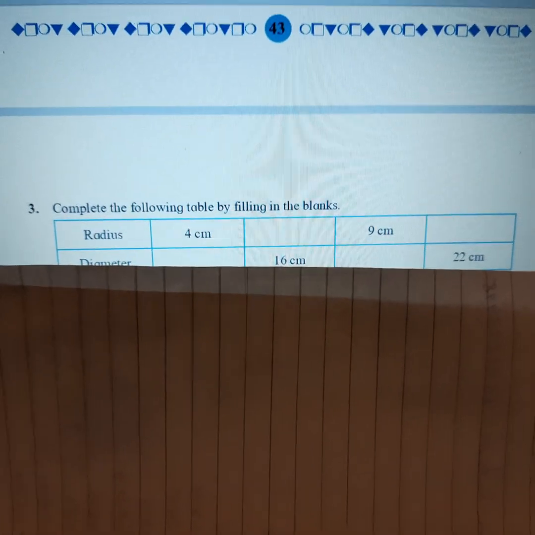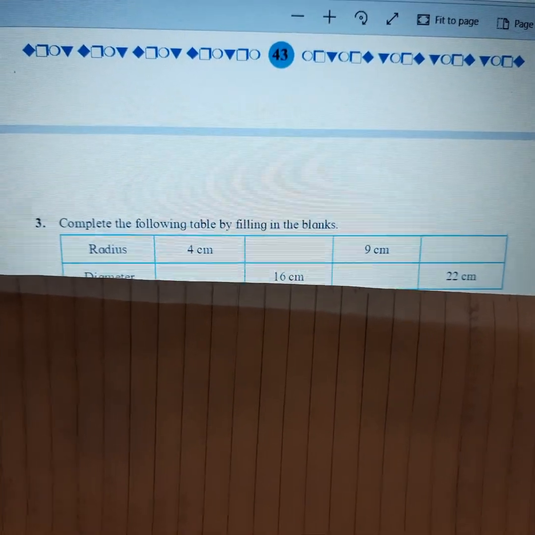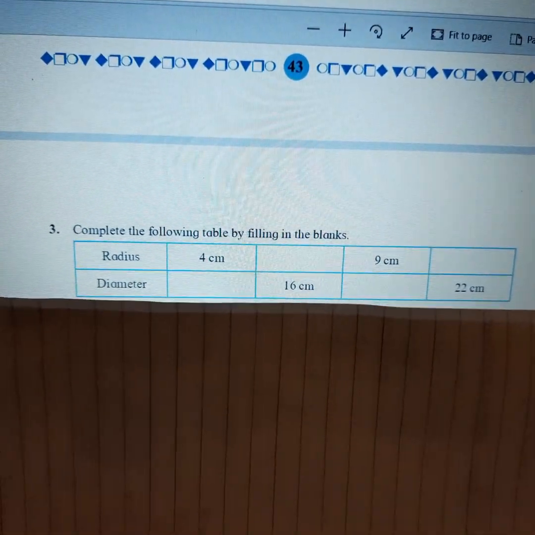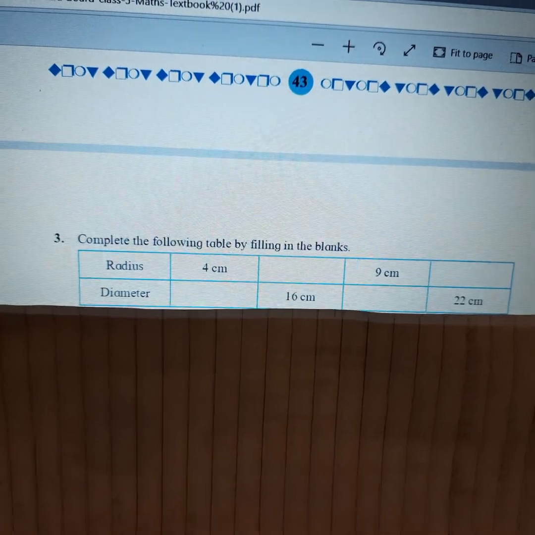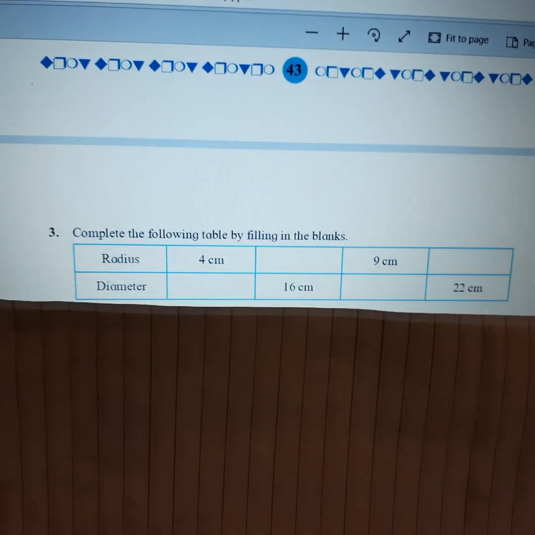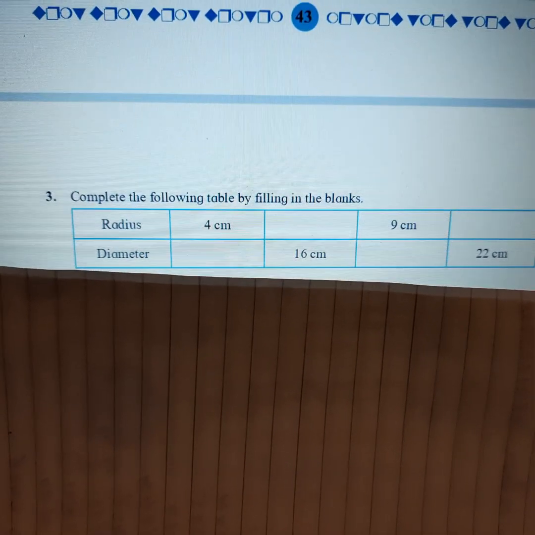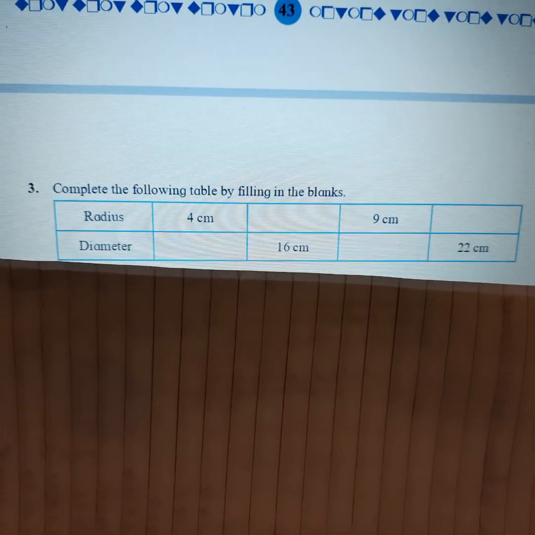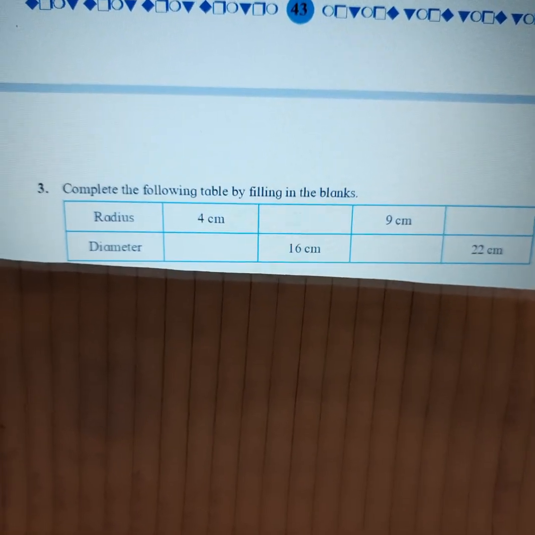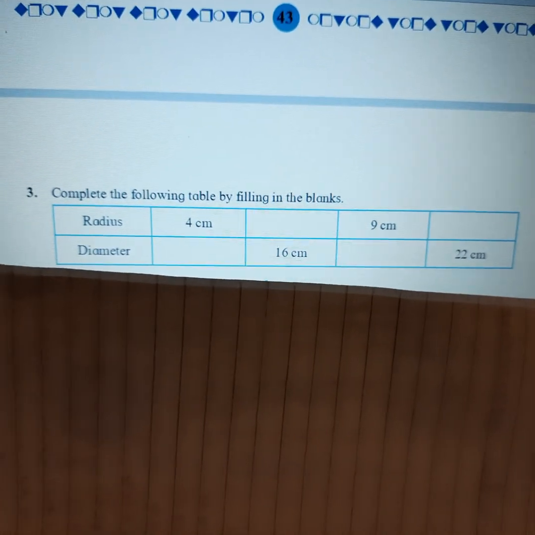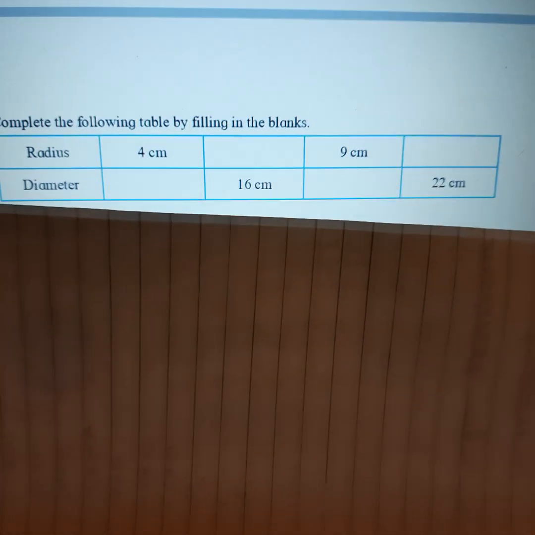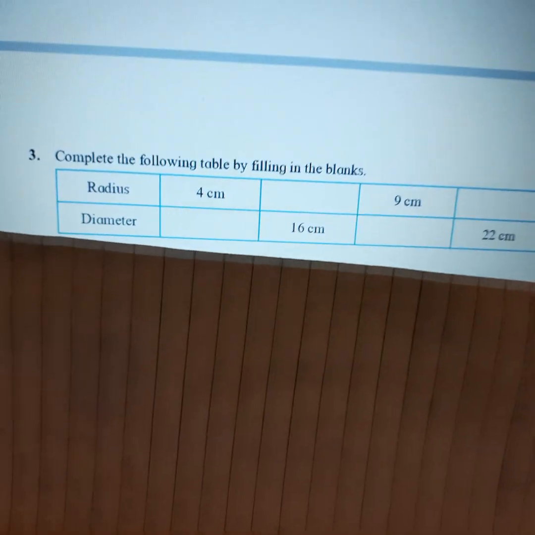Hello children, welcome back to question number 3 of problem set 29. We had completed till question number 2. Now this is question number 3. Complete the following table by filling in the blanks. But we are not going to fill in the blanks, we are going to solve the sum. So each question, that is each blank, will be our one sum.